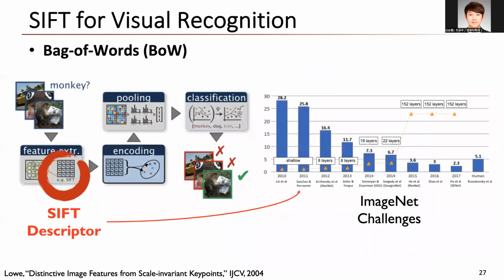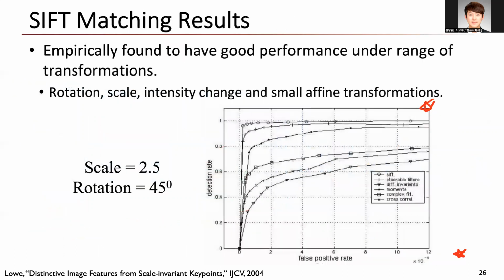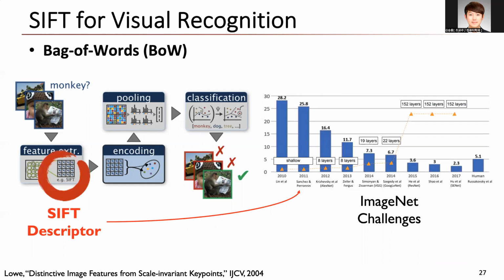Anyway, it was the fifth paper, fifth for visual recognition. Even though this fifth paper was developed for image matching or local feature detection and description, after that, this method was used for global feature vector estimation by using the bag of words, or bag of visual words.